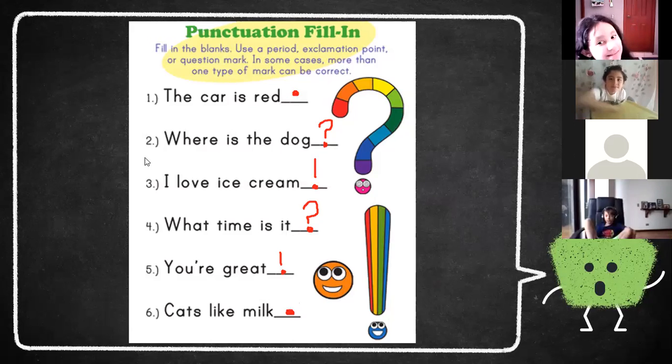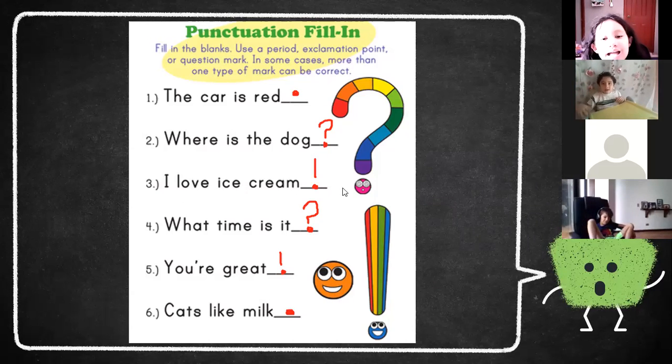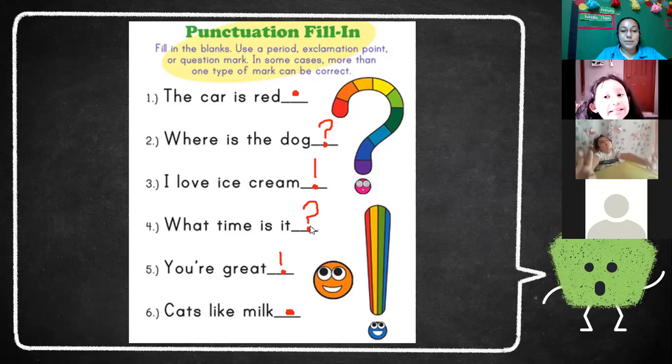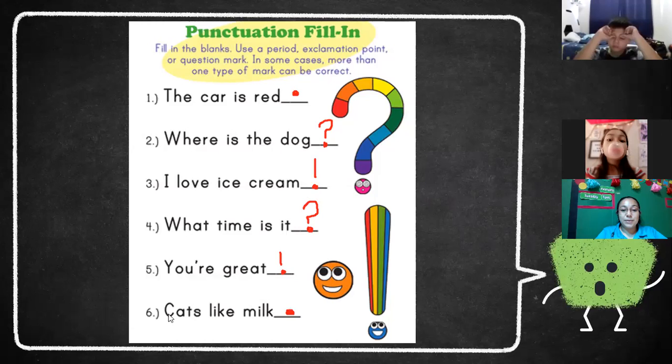It's a declarative sentence. Where is the dog? This one is an interrogative sentence. I love ice cream. This one is an exclamatory sentence. What time is it? This one is an interrogative sentence. You are great, okay? This is an exclamatory sentence. And the last one, cats like milk. This one is a declarative sentence.